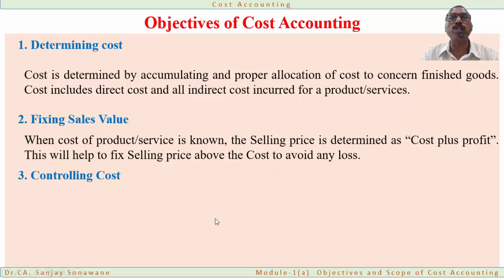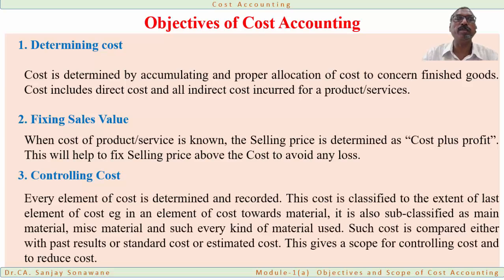If you don't know the cost of the product, it is possible that it may be sold as per the market demand at a lower price also. And if it is sold at a lower price, there would be a loss. Now when you know the cost, you will never sell at a price less than cost. So you will always try to sell at cost plus profit. So cost accounting plays a very important role in determining the cost, and once we know the cost, then we can decide the selling price. So this is the second main objective of cost accounting.